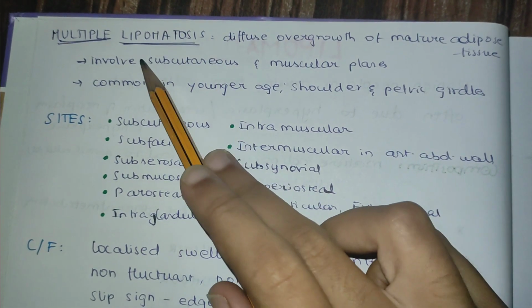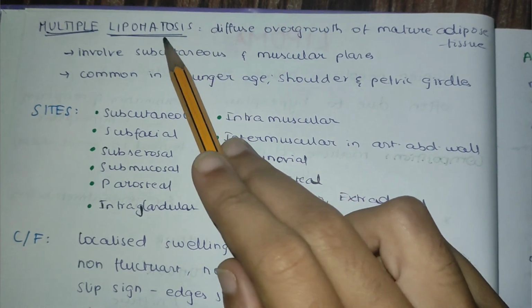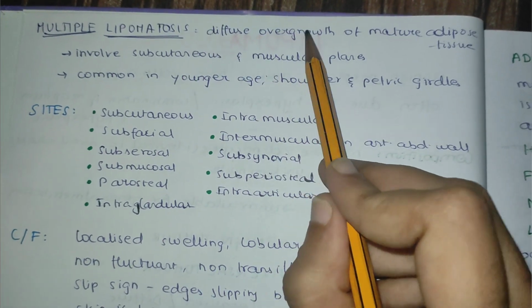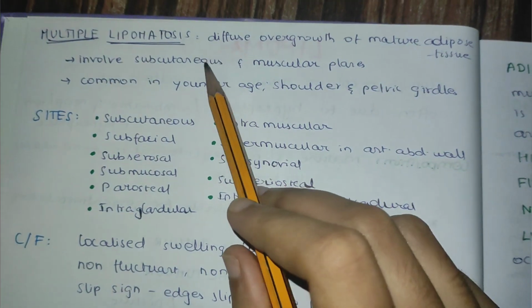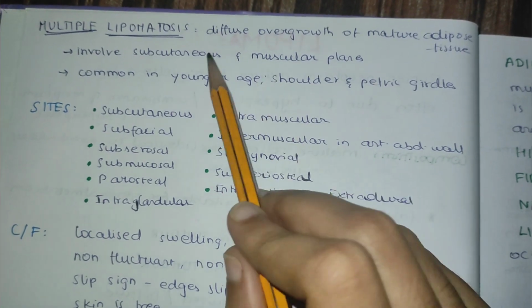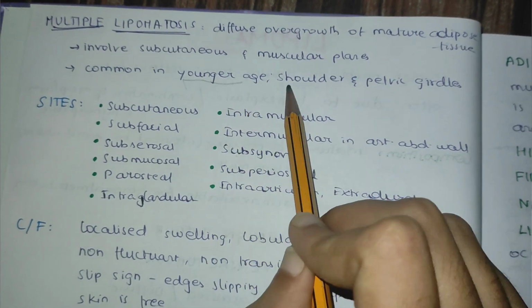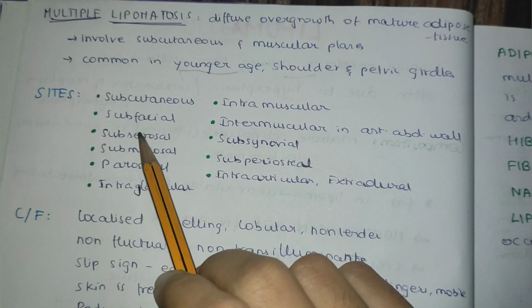So next one is regarding multiple lipomatosis. Multiple lipomatosis is the diffuse overgrowth of mature adipose tissue, and here it involves the subcutaneous and muscular plane. It is common in younger age, shoulders, pelvic girdles.